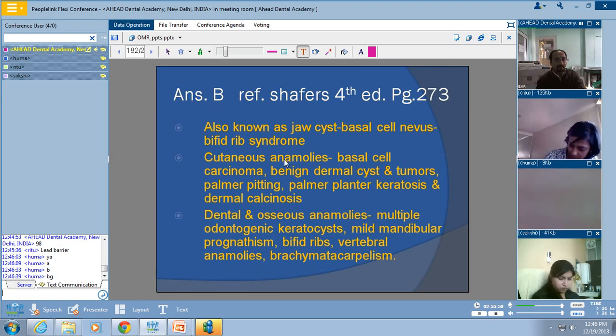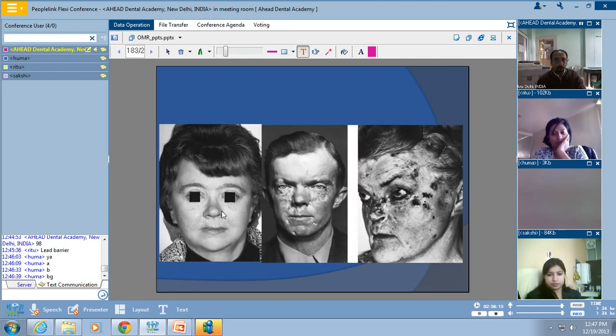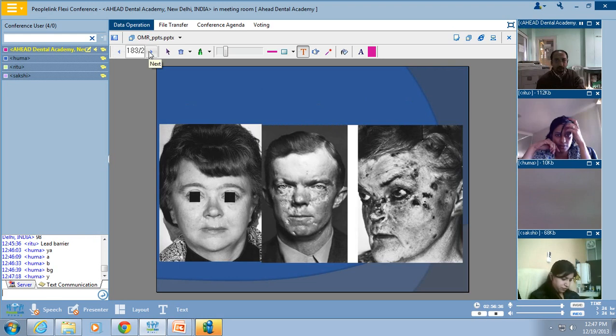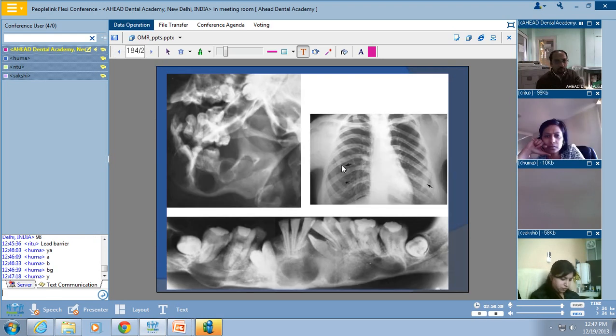In Gorlin-Goltz syndrome, there are cutaneous anomalies, dental and osseous anomalies. I'll show you. In this patient, can you make out multiple basal cell carcinomas? This patient has healed basal cell carcinoma that has been treated. And this patient has cutaneous anomalies like benign dermal cyst. In this patient, you can make out bifid ribs and multiple OKCs.